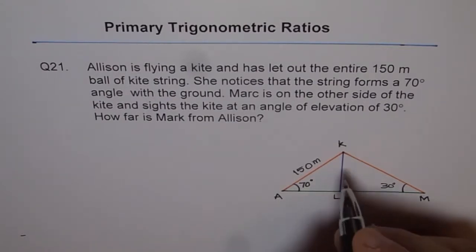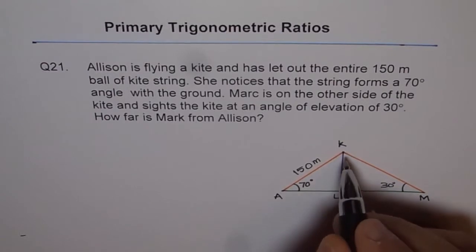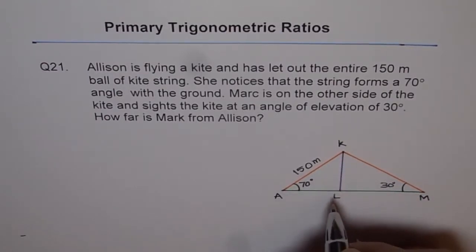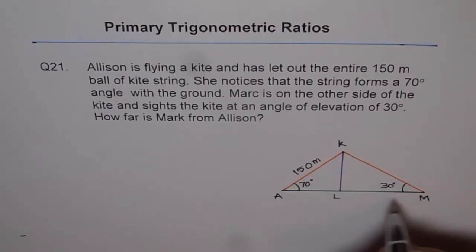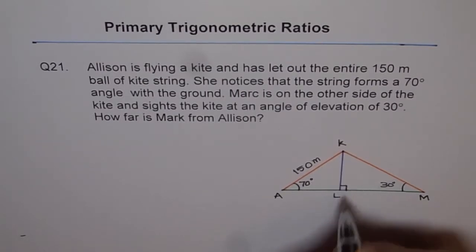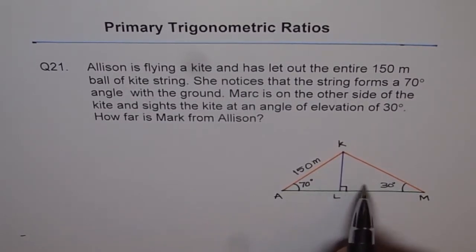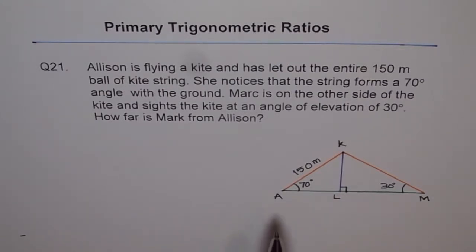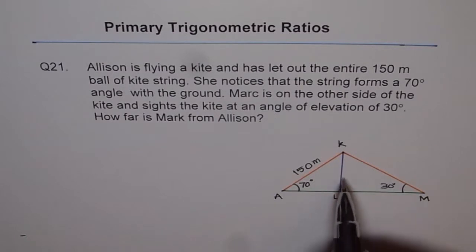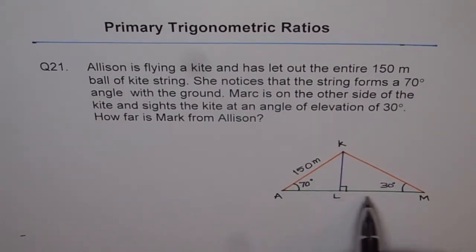Now first let's analyze the situation. Let's say we drop a perpendicular from K and it meets this line AM at L. So this is a perpendicular. So that gives us two right triangles. Now we can solve these two using trigonometric ratios. Since we need to find AL and LM, we also need to find KL, because KL will help us to find LM, right? So let's solve these two triangles.